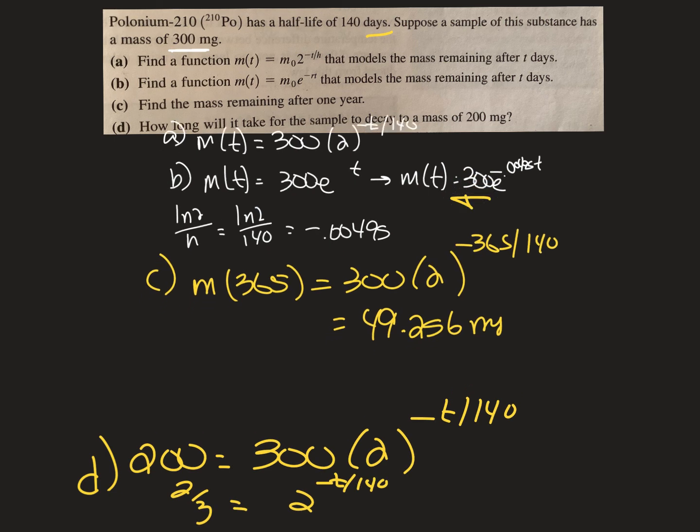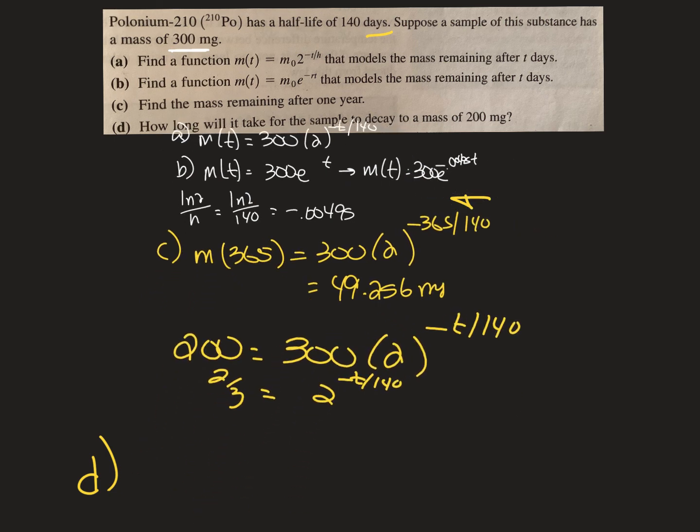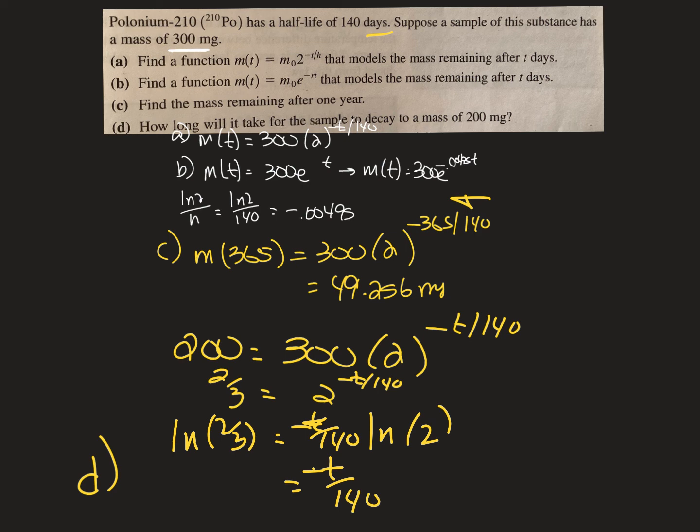Out of room again. Let's move this up. There we go. To finish this one, I'm going to do natural log of 2/3 equals negative t over 140 times natural log 2. That's a t in the numerator, by the way. So negative t is going to be this divided by natural log 2, and then times 140.